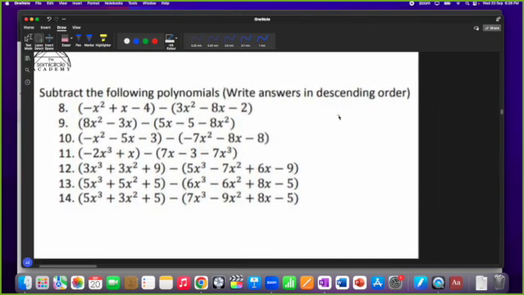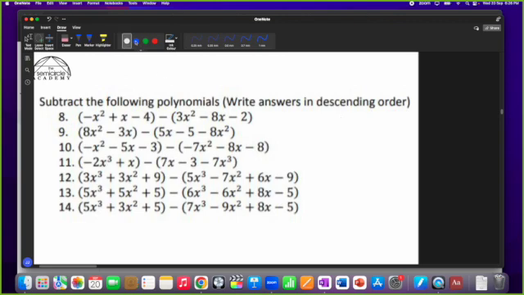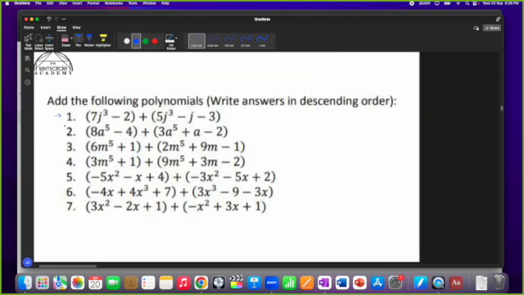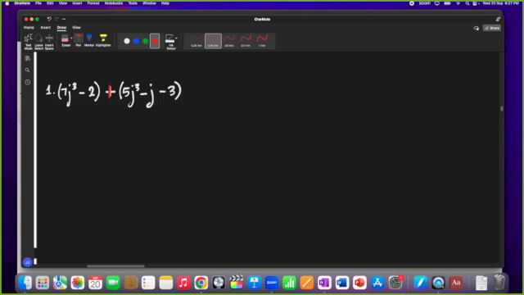So these are polynomials. Polynomials mean many. Just take a look at number 1. Number 1, right? I have in brackets 7j cubed minus 2. Close brackets. I have a plus sign. And I have open brackets 5j cubed minus j minus 3. Very interesting. And separates numbers. I always say that.